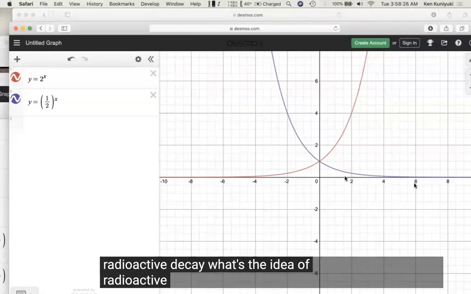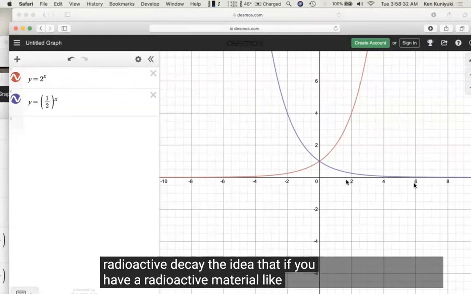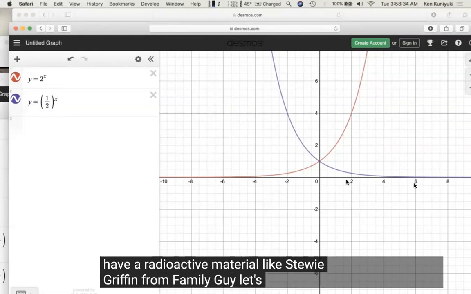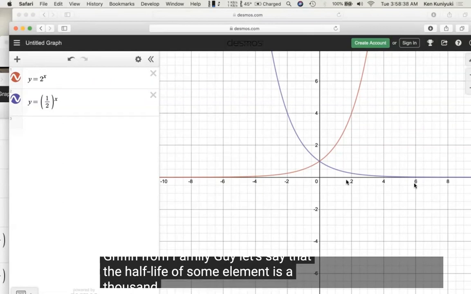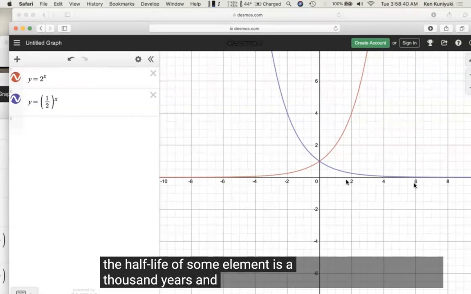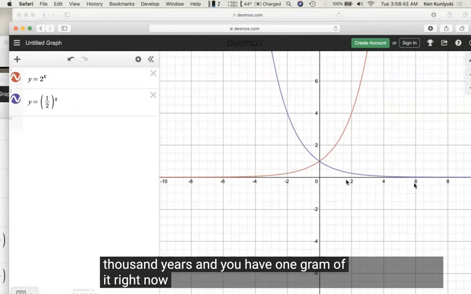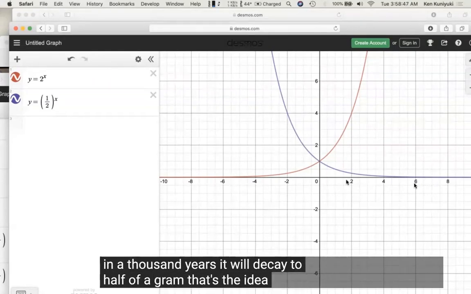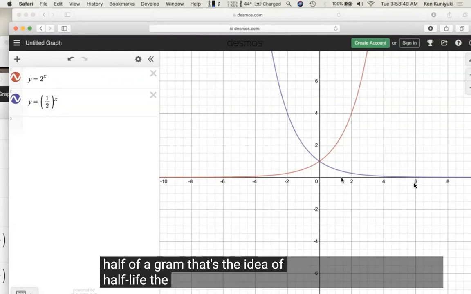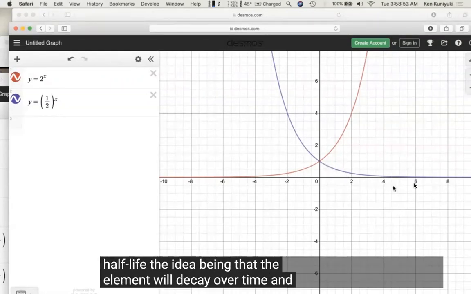What's the idea of radioactive decay? The idea that if you have a radioactive material, like Stewie Griffin from Family Guy, let's say that the half-life of some element is 1,000 years, and you have 1 gram of it right now. In 1,000 years, it will decay to 1/2 of a gram. That's the idea of half-life. The idea being that the element will decay over time and approach nothing.